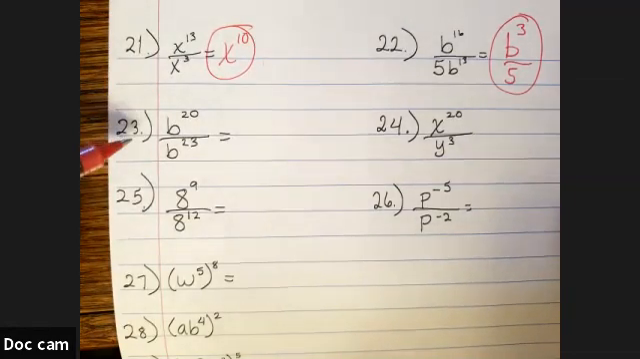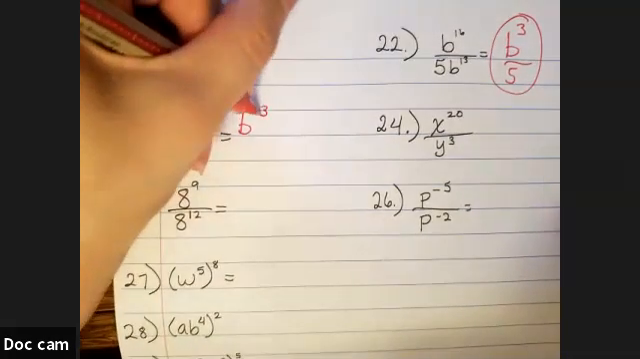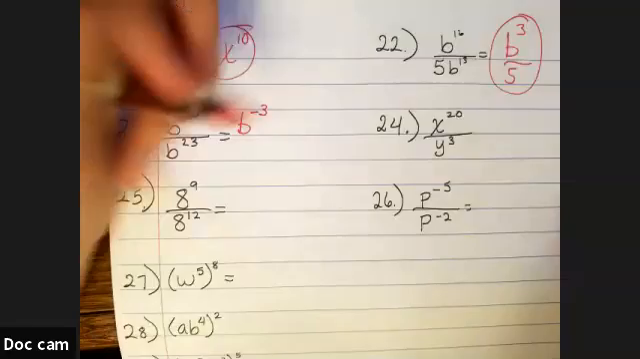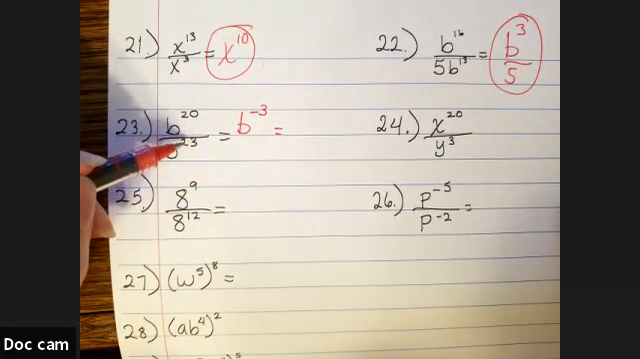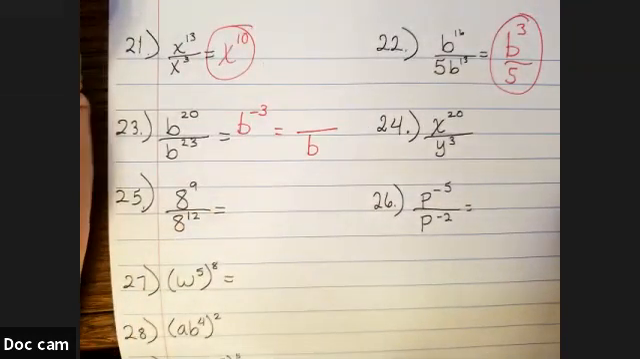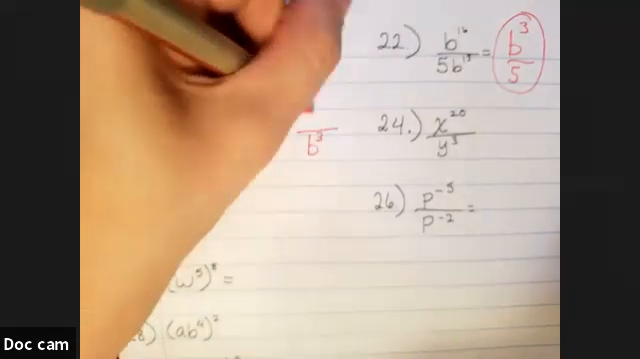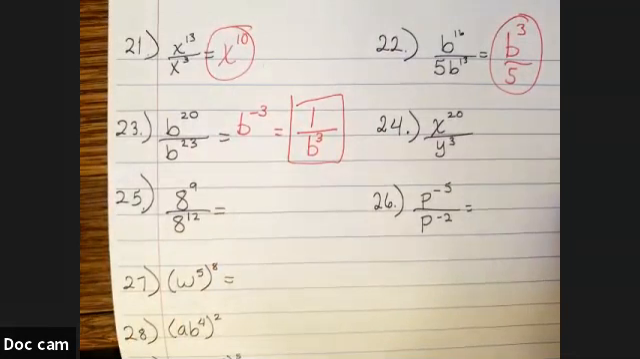And then on number 23, 20 minus 23 is negative 3. So you could say that's b to the negative 3. Or if you don't want to have a negative exponent, you can think of it as, okay, so I've got the larger exponent on the denominator, and so I know that's where my b is ultimately going to end up. And then 23 minus 20 is 3. So it's just 1 over b cubed. All right, so I think when you're doing your homework, typically they're going to want your answer without negative exponents.